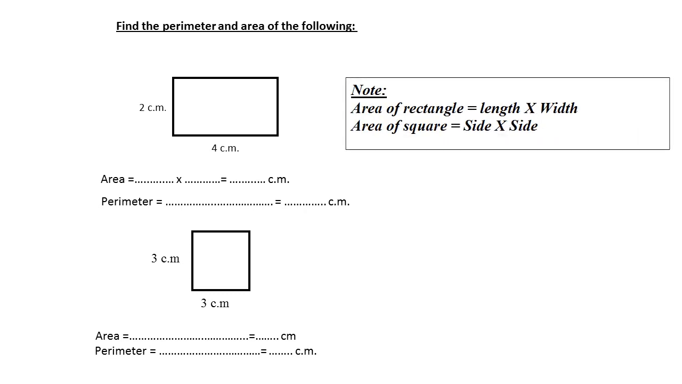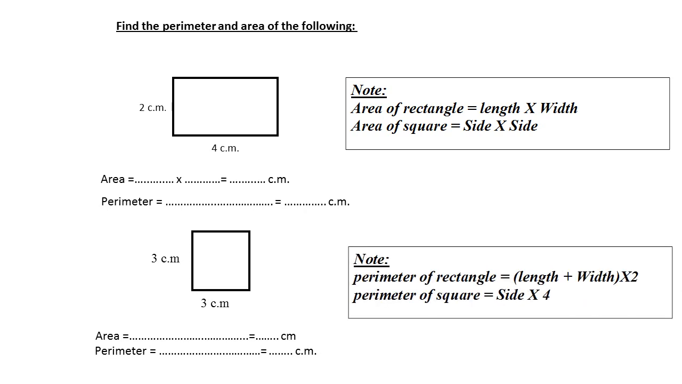The area of a rectangle equals length by width, and the area of a square equals side by side, or side by itself, because in any square all sides are equal. What about the perimeter? The perimeter of a rectangle equals length plus width, by 2, and the perimeter of a square equals side by 4.